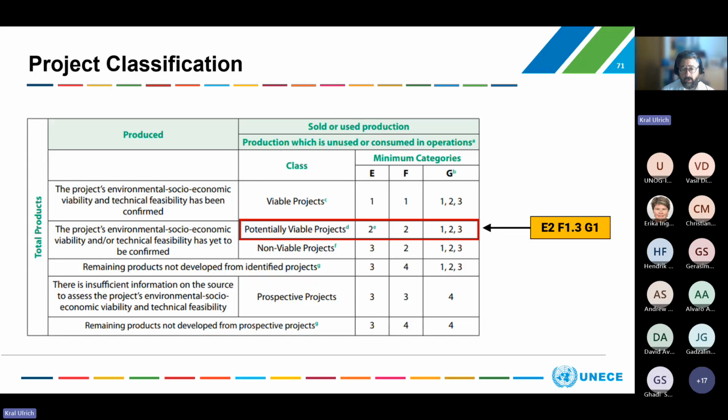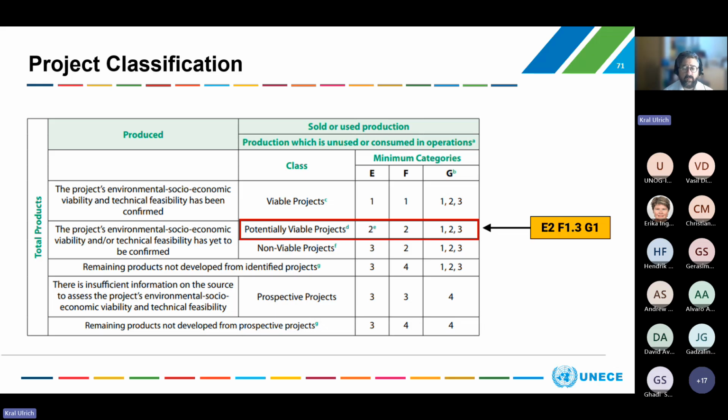At the very end, you put all the information together. So you put the information from the E-axis, from the F-axis, from the G-axis together. You combine them into what you see here in the yellow colored box. For our hypothetical example, we have an E2 F1.3 in the G1, and you take this combination of categories and go to the UNFC classes table.